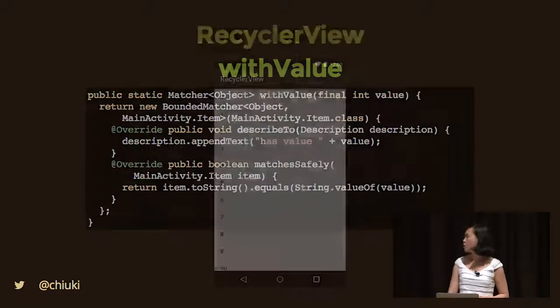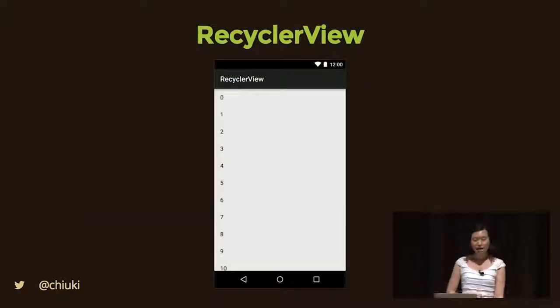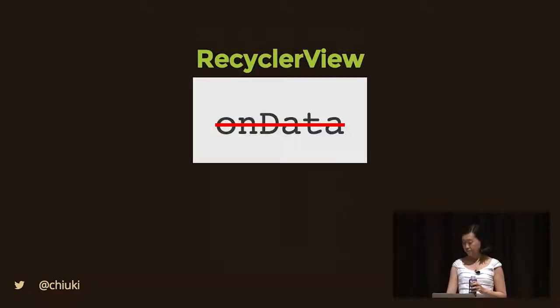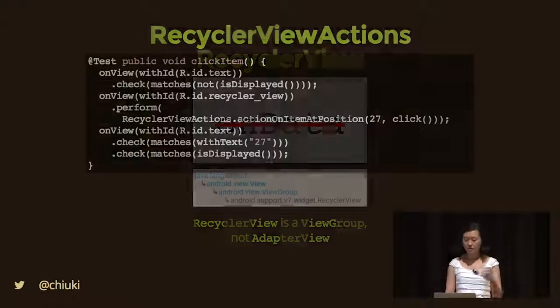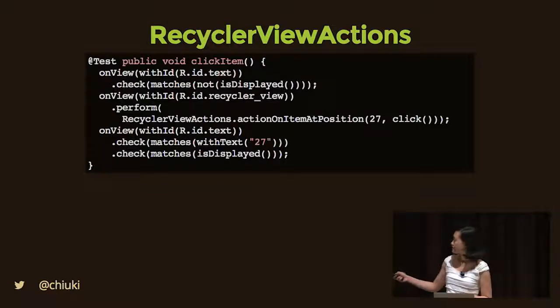Good? All right. RecyclerView. So yeah, a gentleman here already mentioned it. This RecyclerView looks pretty much the same as our list view. However, you cannot use onData with it. Does anybody know why? Good. I'm going to teach you something. The reason why you cannot do it is that RecyclerView is actually a ViewGroup, not an AdapterView. And even though it looks surprisingly similar, under the hood they are actually very, very different. So when you're working with RecyclerView, you're going to go back to using onView instead of onData.